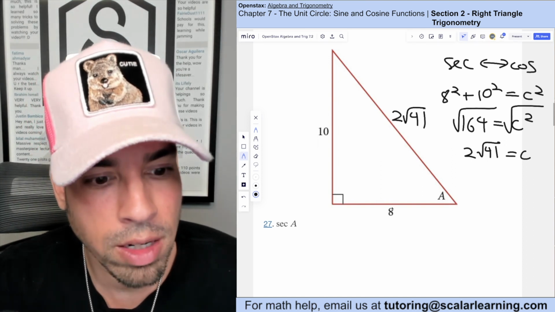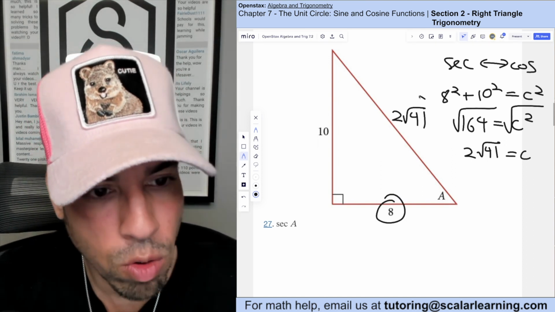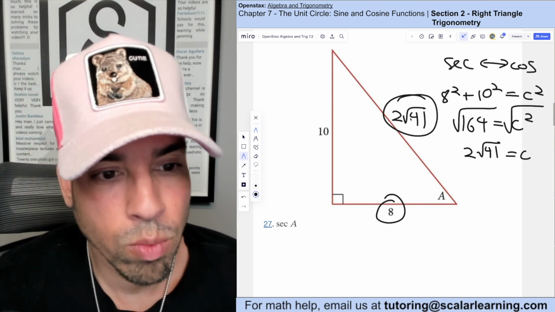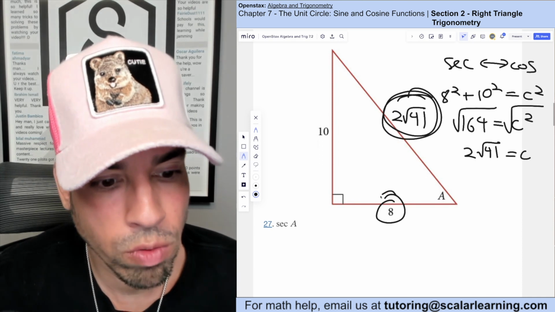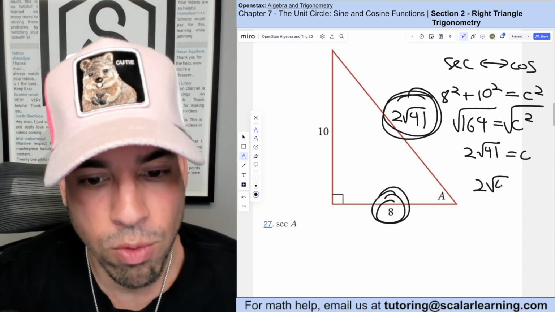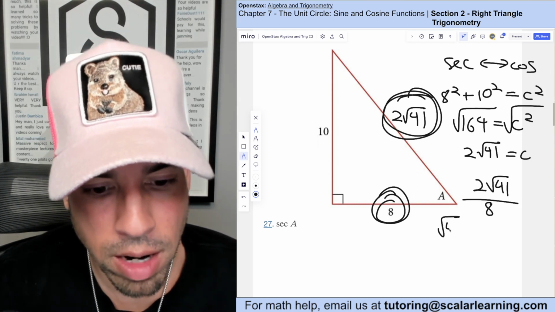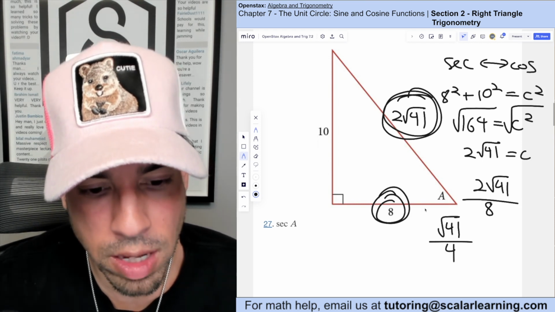Now, cosine, as I mentioned, is adjacent over hypotenuse. But secant, since it's the reciprocal, we're taking hypotenuse over adjacent. So it's 2 rad 41 over 8. Divide top and bottom by 2. And then we get rad 41 over 4. That's how you do it.